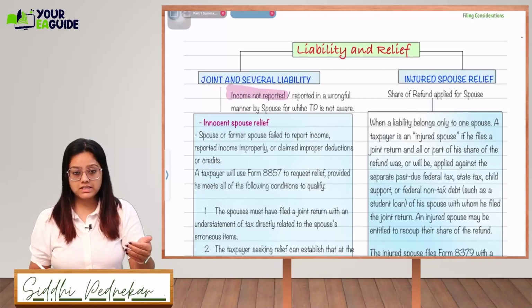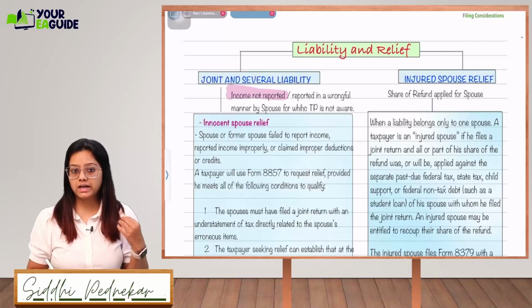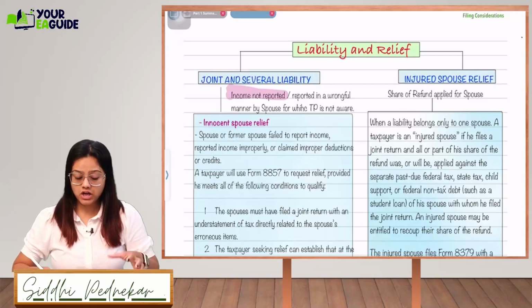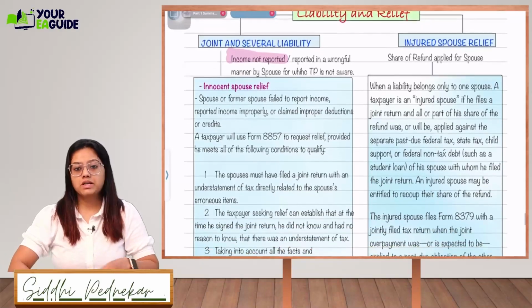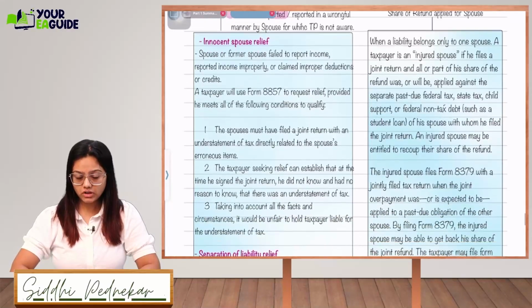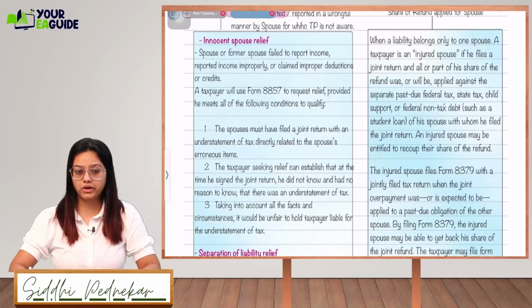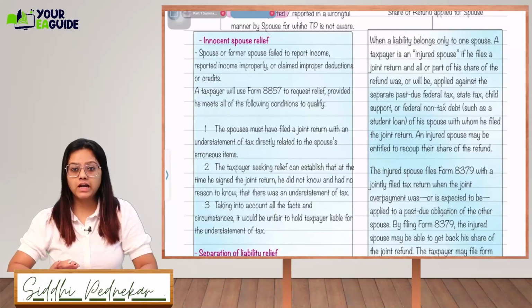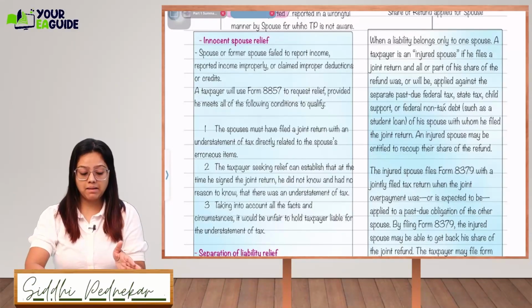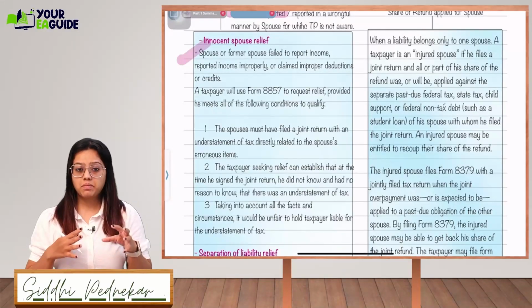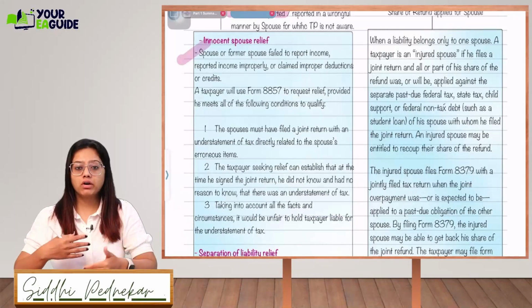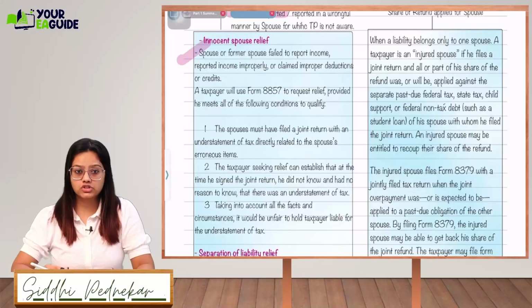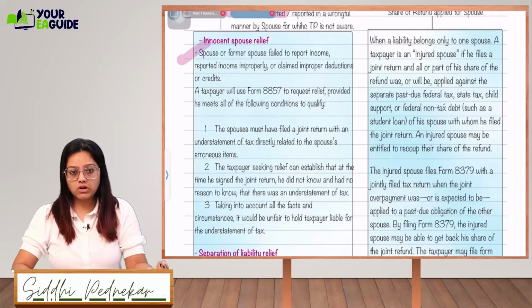Once they receive the notice, she will directly apply for the innocent spouse relief. So income not reported or reported in a wrongful manner by the spouse, of which the taxpayer is not aware. Okay, means the spouse is not aware what incomes were reported. So a spouse or a former spouse failed to report the income. Let's say this mainly will happen in divorce cases, right? The spouse or former spouse failed to report the income, or reported wrong income, or has taken wrong deductions or credits, and due to which now they are receiving the notice.